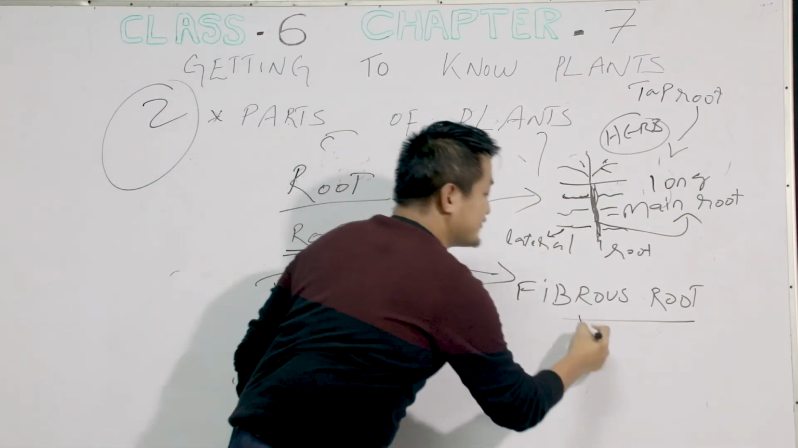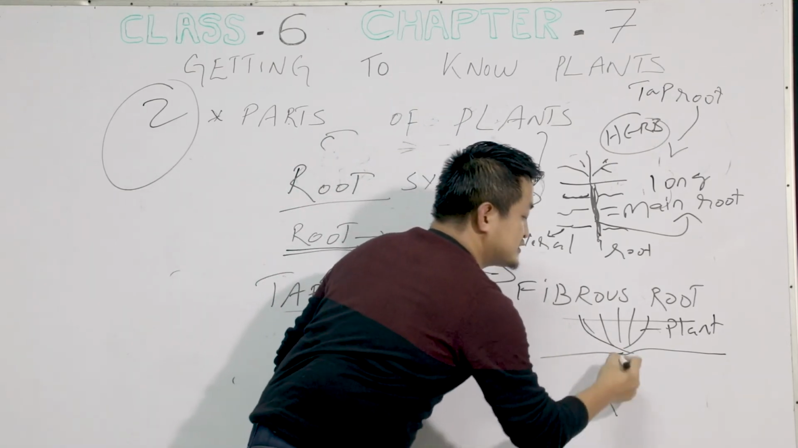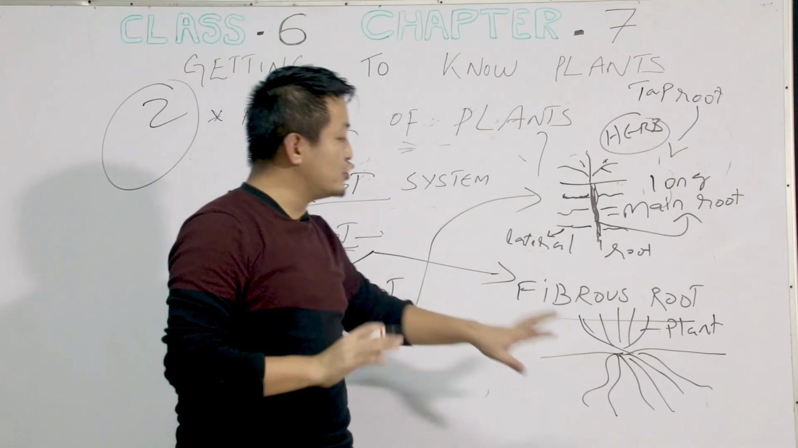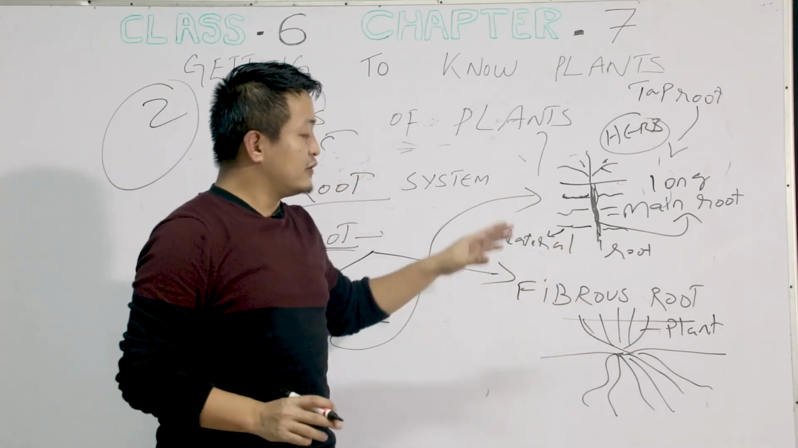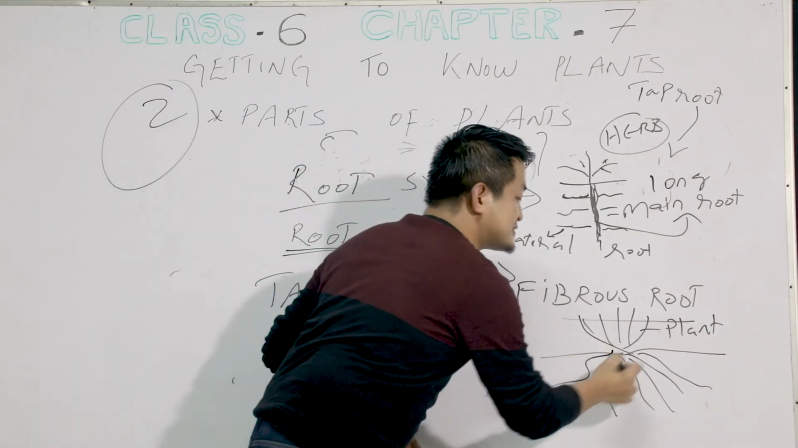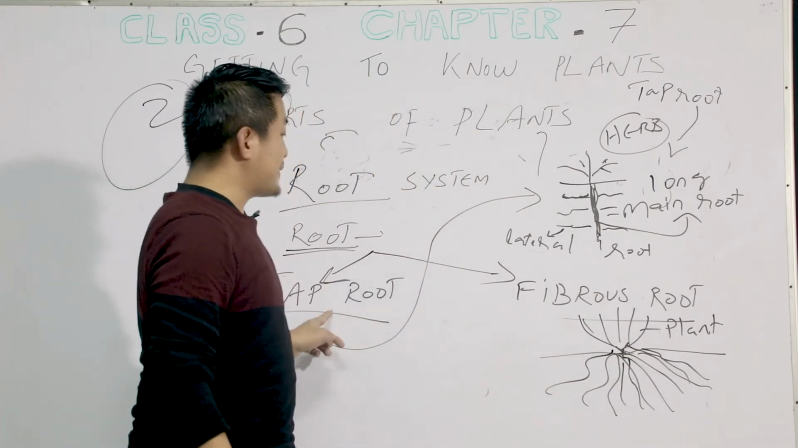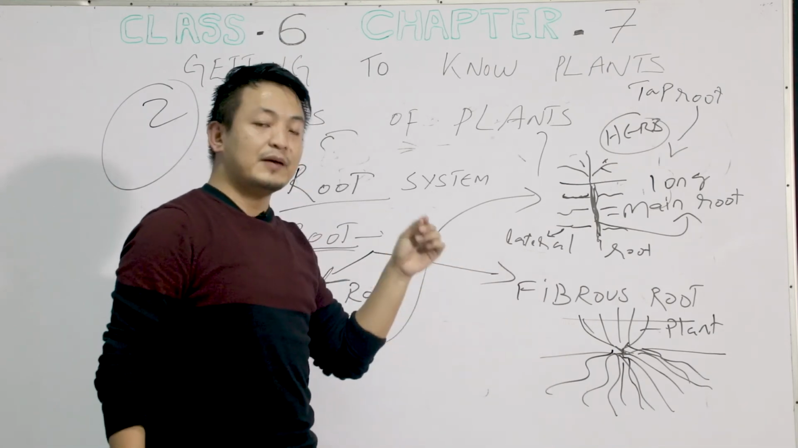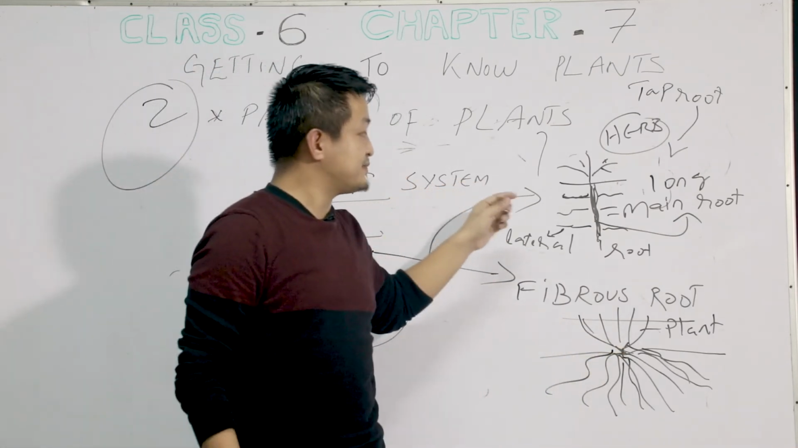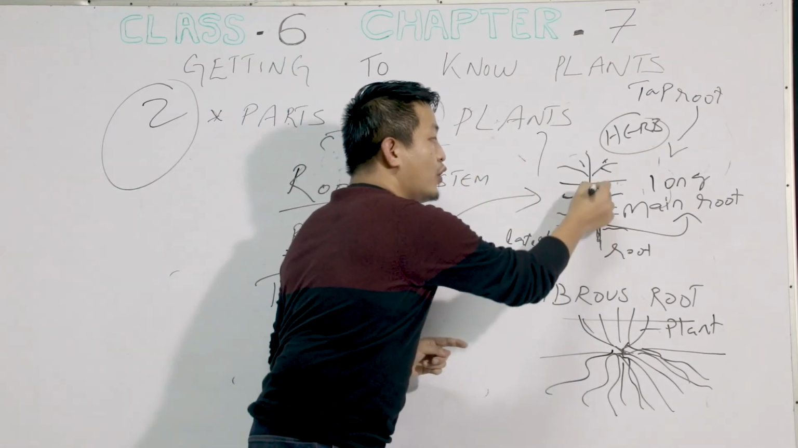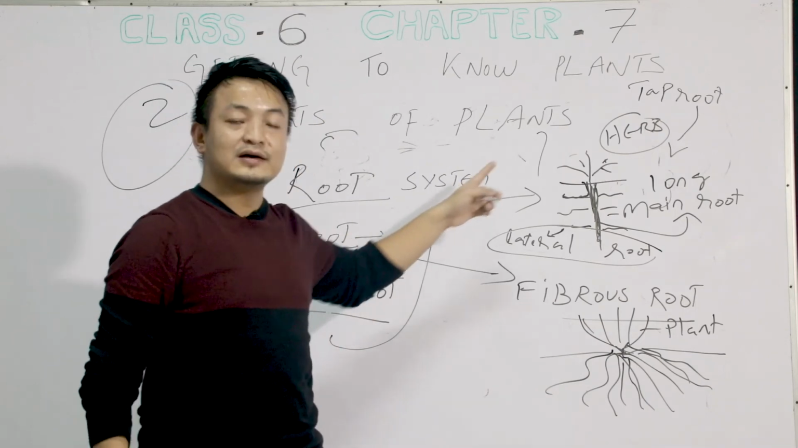Now, for fibrous root, suppose this is the plant. The roots will just develop from the base. There is no long root. The difference is, in the fibrous root, there is no long root. All the roots are similar, and they develop from the base of the stem. So this is the main difference between the taproot and fibrous root. Fibrous root: absence of a long root, and the roots develop from the base. Taproot: one single long main root, and from the side, it develops small lateral roots. This we find in herb plants.